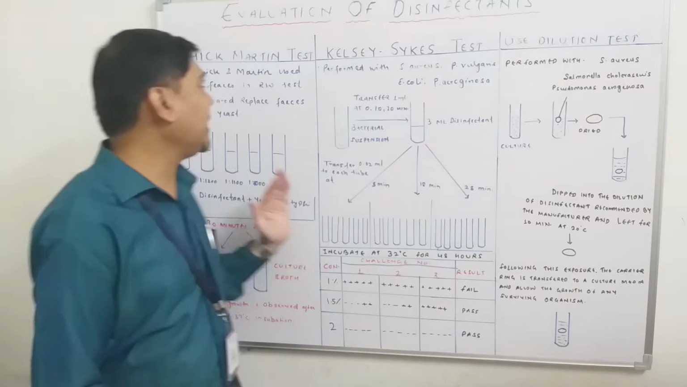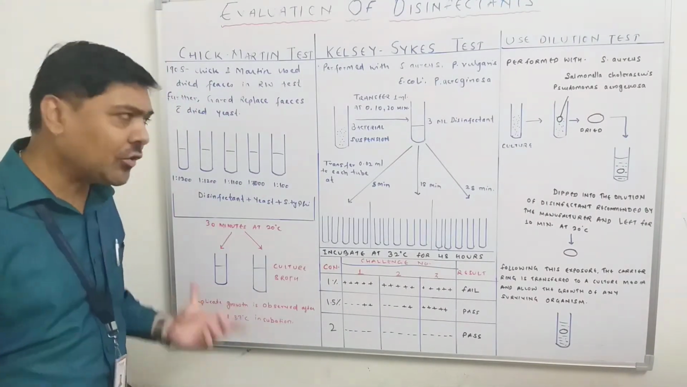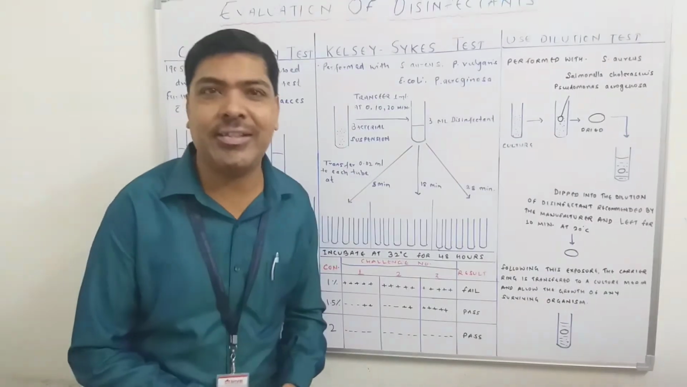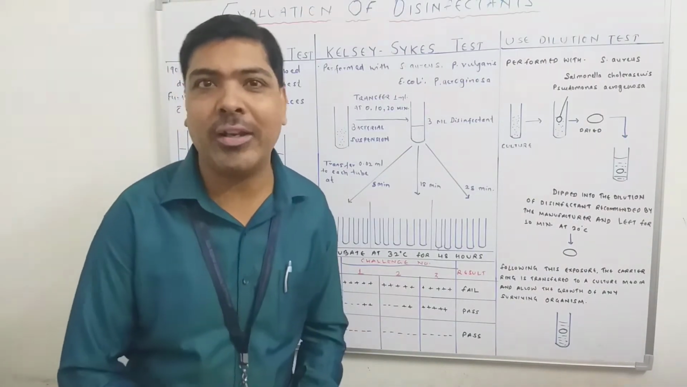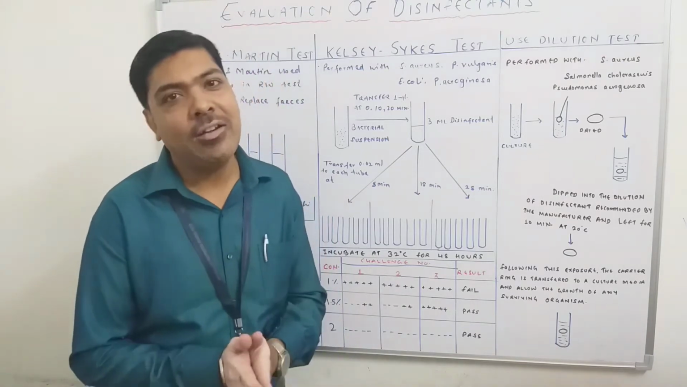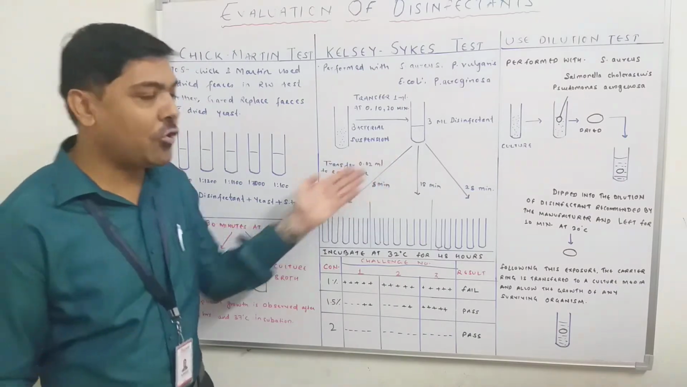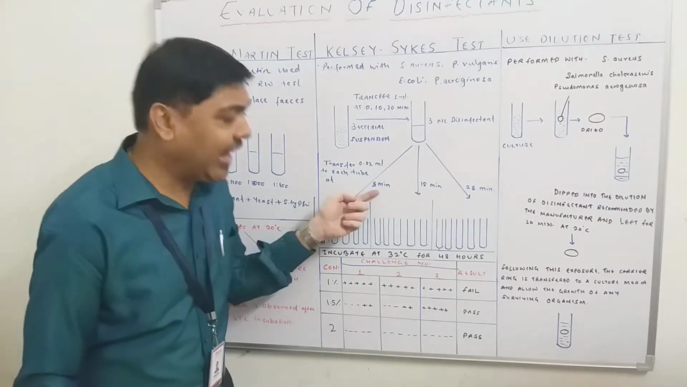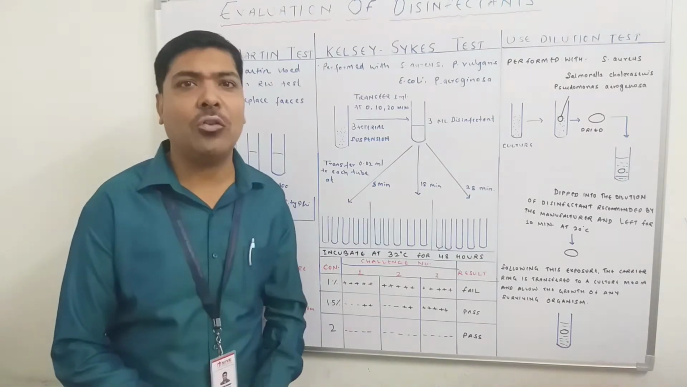Like in the Chick Martin test, where we performed the test in duplicate, similarly in the KS test the presence or absence of the microorganism is observed in at least 5 different test tubes. So we withdraw 0.02 ml at the 8th minute and inoculate it into the media that contains the culture broth.